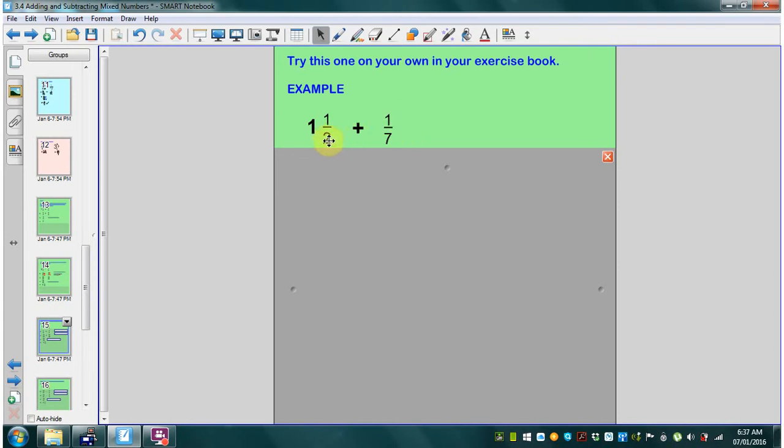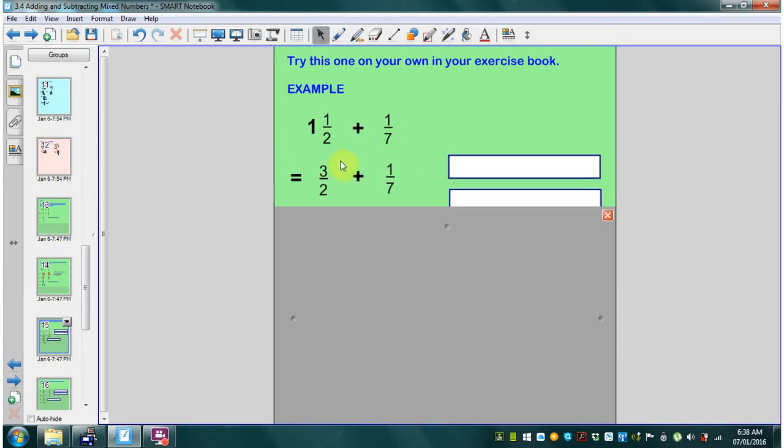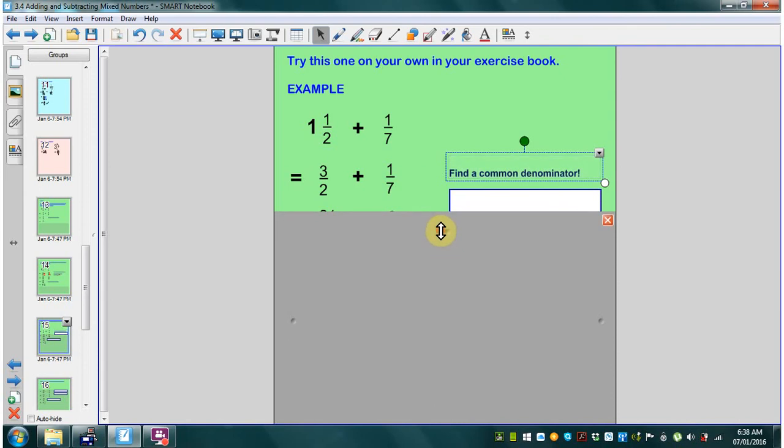Okay, so by now you should have this one done. So here's your solution. Check as you go along. First step, change the mixed numbers. 2 times 1 is 2. 2 plus 1 is 3. So we have 3 over 2 here. 3 over 2 plus 1 over 7. When we add, they need to be the same on the bottom, so we have to find a common denominator.